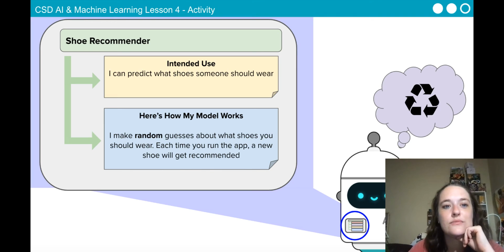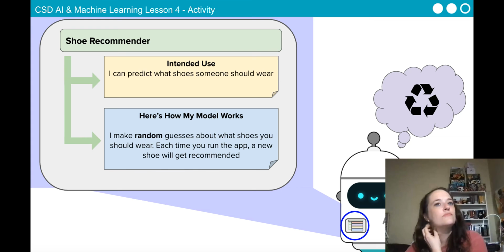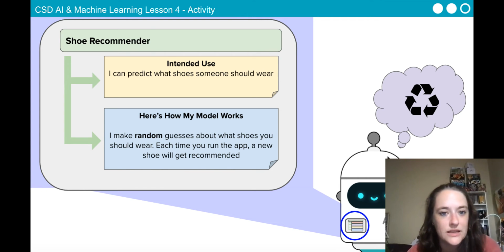So, the shoe recommender. This is a basic description of the app, okay? So, the intended use is I can predict what shoes someone should wear. I make random guesses about what shoes you should wear. Each time you run the app, a new shoe will get recommended. That's exactly how it felt. Completely random. Absolutely.